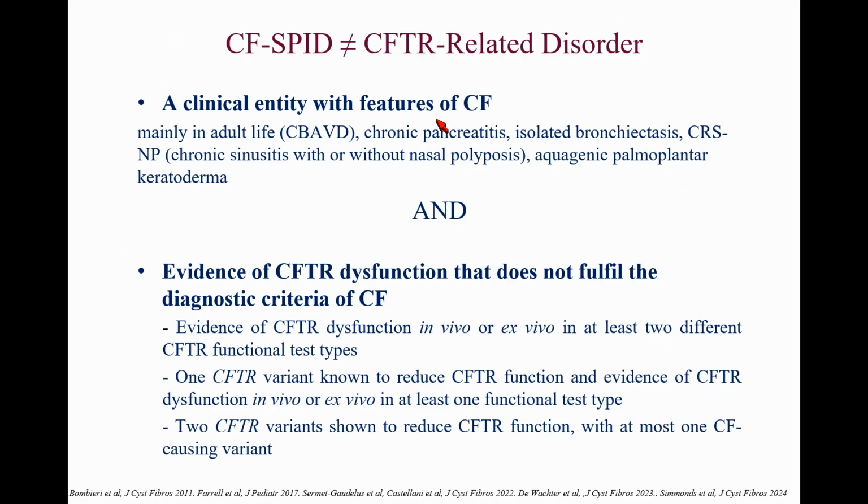But in all these cases, it is associated with evidence of CFTR dysfunction that does not fulfill the diagnosis criteria of CF, which can be defined in three different ways: evidence of CFTR dysfunction in vivo or ex vivo in at least two different CFTR functional test types, such as sweat test, nasal potential difference, or intestinal current measurements, or evidence of one CFTR variant known to reduce CFTR function and evidence of CFTR dysfunction in at least one functional test type, or, last but not least, two CFTR variants shown to reduce CFTR function with at most one CF-causing variant.